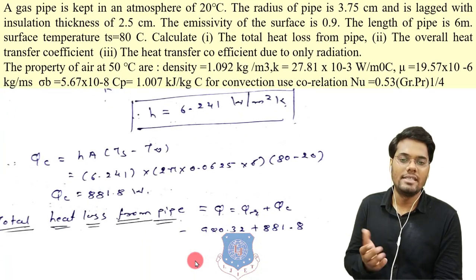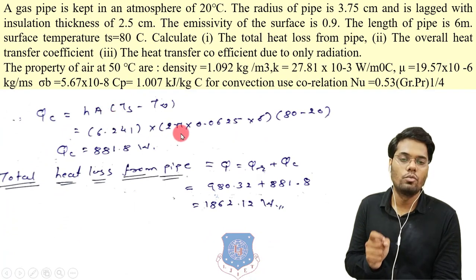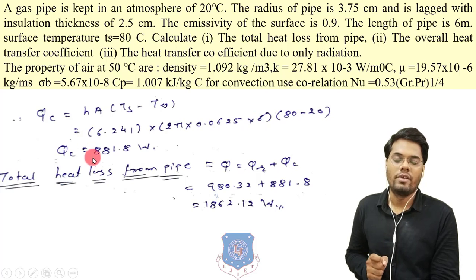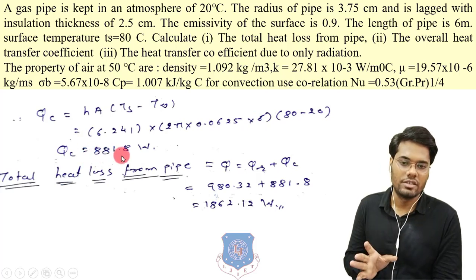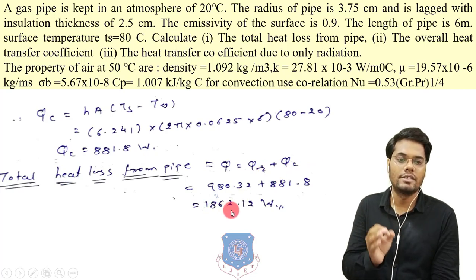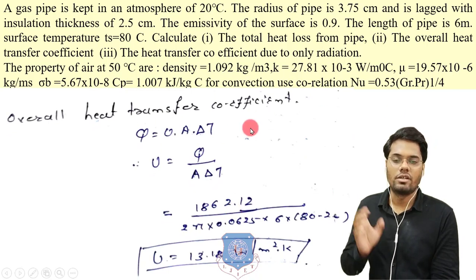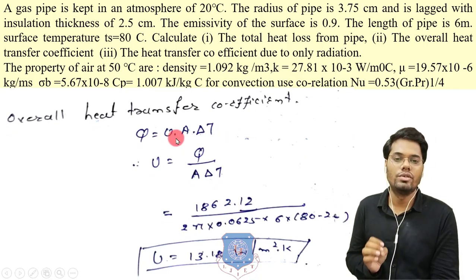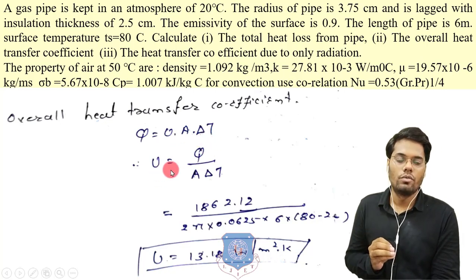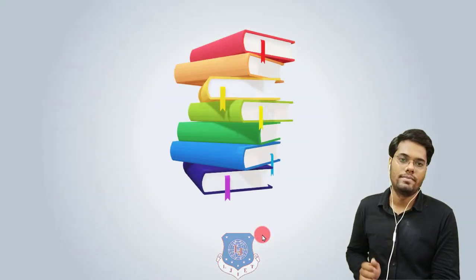Now from h A delta T, h is 6.241, A is the surface area, so 2 pi R L, and this is Ts minus T infinite. We can calculate the heat transfer rate by convection. So the total heat transfer rate by convection as well as radiation is going to be 1862.12 watt. And for the overall heat transfer coefficient, convection as well as radiation, Q is equal to U A delta T. In this equation only U is unknown, so U would be 13.18 watt per meter square Kelvin.